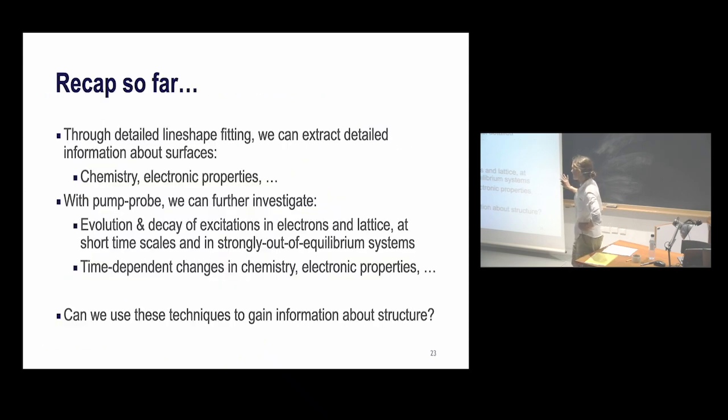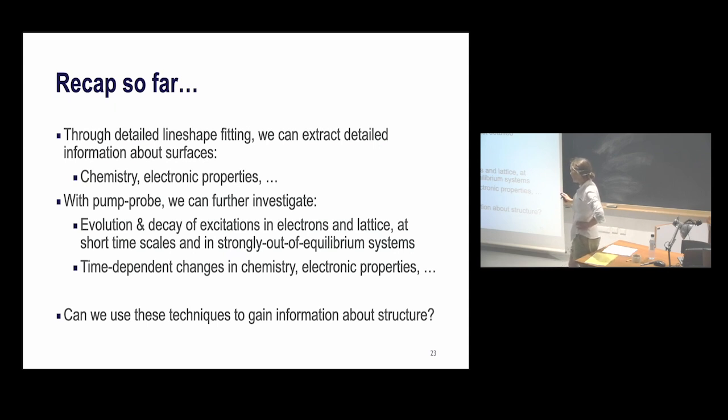Okay, so this is just an example from a somewhat well-understood system. These experiments are extremely challenging. But what I want to take away from this first part of the talk is the idea that through detailed line-shape fitting, we can, in the first place, extract a great deal of information about surfaces in equilibrium or out of equilibrium. We can get information about all of these various chemical and electronic properties, and then with the aid of pump probe techniques, we can look at the evolution and decay of these excitations in the electron lattice, and we can also make various other kinds of time-dependent measurements, looking, for example, at chemical changes.